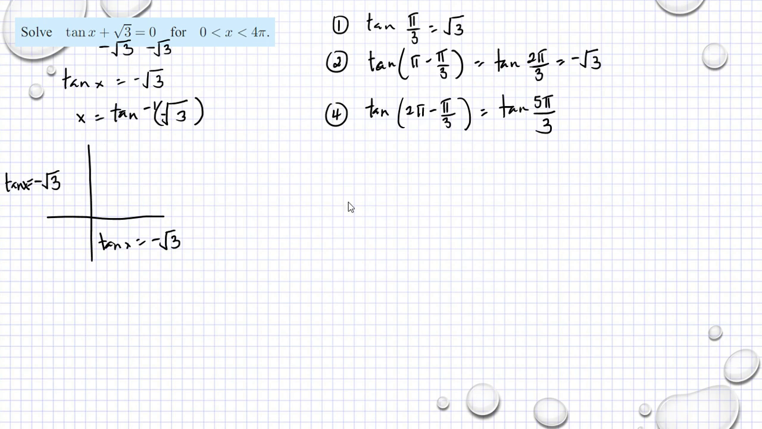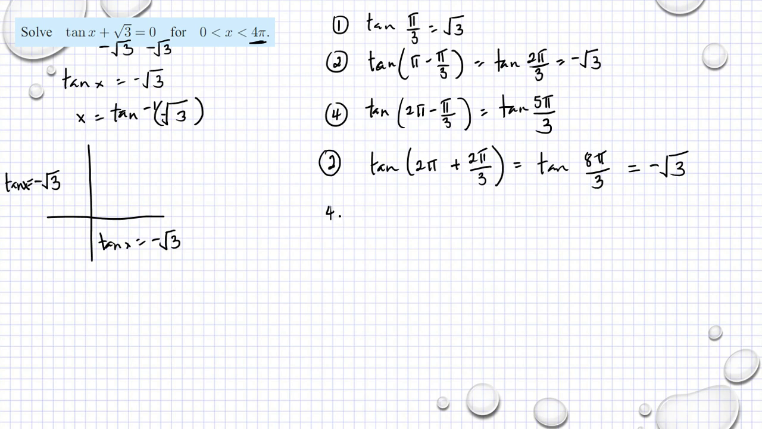And then since we are going to have up to 4 pi, then we have the second revolution. So we have now another second quadrant. Then we have tangent of 2 pi plus 2 pi divided by 3. That is tangent of 8 pi divided by 3. And I hope that is negative square root of 3.